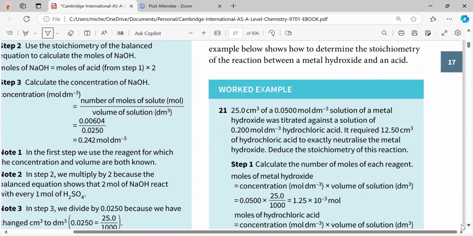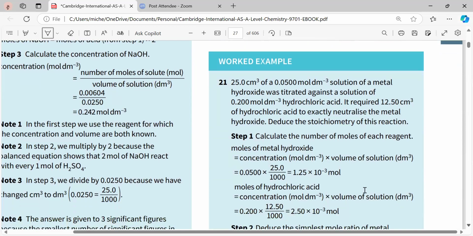Okay, so 25 cm^3 of a 0.0500 mol dm^-3 solution of a metal hydroxide was titrated against a solution of 0.400 mol dm^-3 hydrochloric acid. So we know both the concentrations. This is the volume. It requires 12.50 cm^3 of hydrochloric acid to exactly neutralize the metal hydroxide. So deduce the stoichiometry of this reaction.